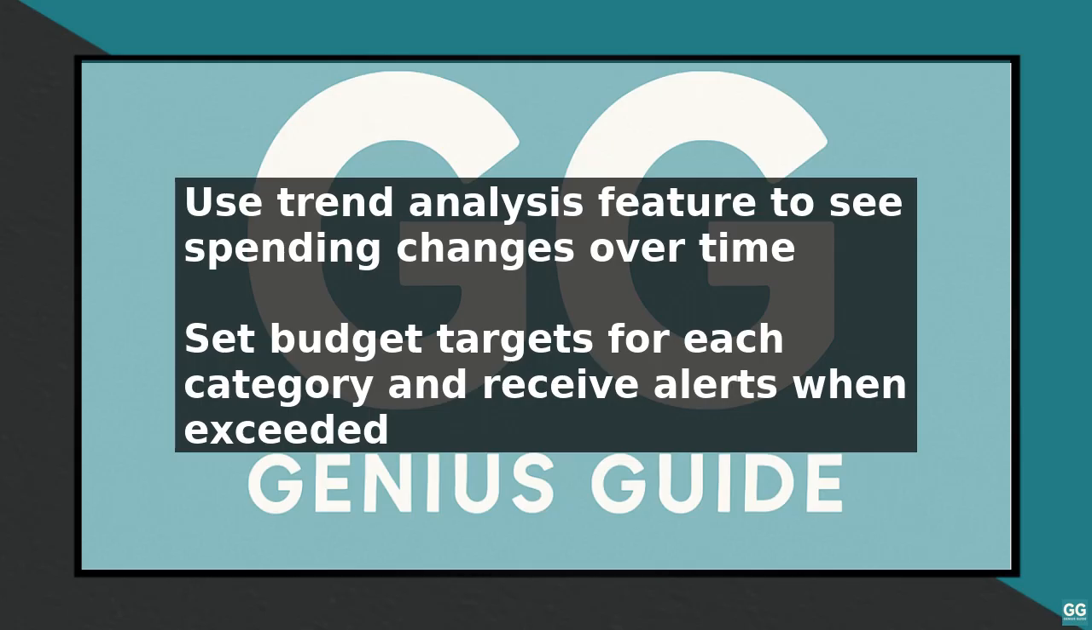you go over budget. Another key feature of Rocket Money is the ability to track recurring expenses, such as subscription services and bill payments. This helps you stay on top of regular expenses and avoid unnecessary charges.